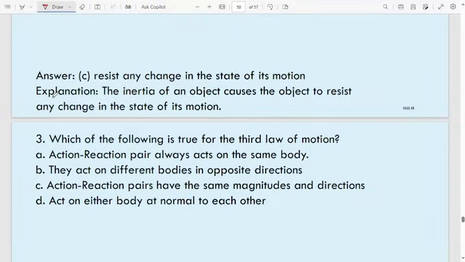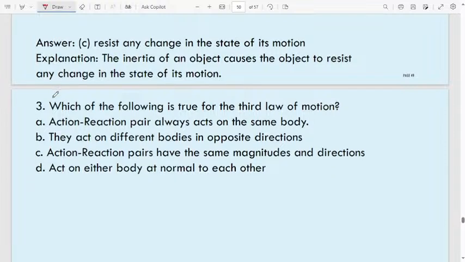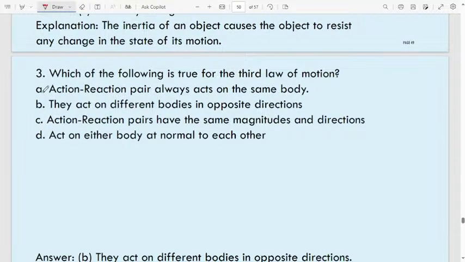Let us move to the next question. Which of the following is true for the third law of motion? Option A, action-reaction pair always act on the same body. Option B, they act on different bodies in opposite directions. Option C, action-reaction pair have the same magnitude and direction. Option D, act on either body at normal to each other. The correct answer is that they act on different bodies in the opposite direction.